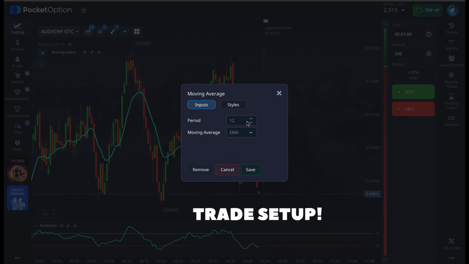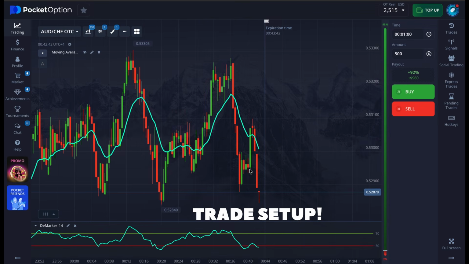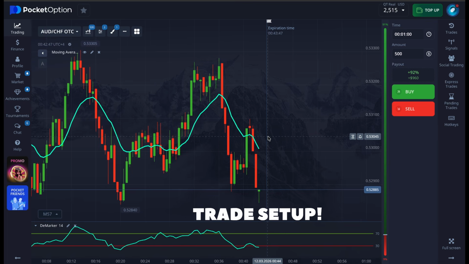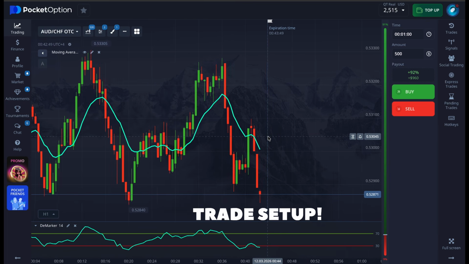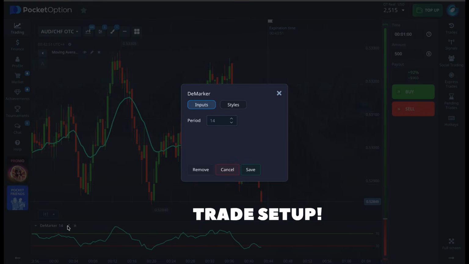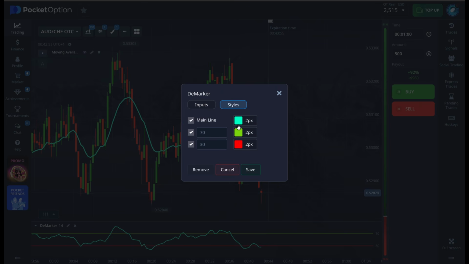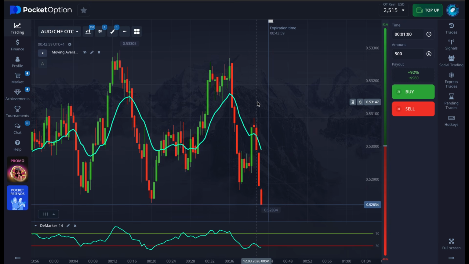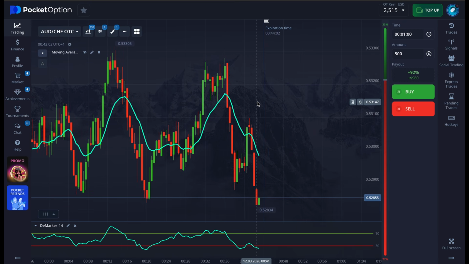Now, here is the setting for today's trading indicators. We are going to keep it for 15 and EMA, so that we have a very concise reading of the real-time price movement. Now, I always like to keep DeMarker as default, as it gives accurate readings. However, I'm going to keep it to a 15 exponential moving average, and the DeMarker to 14.